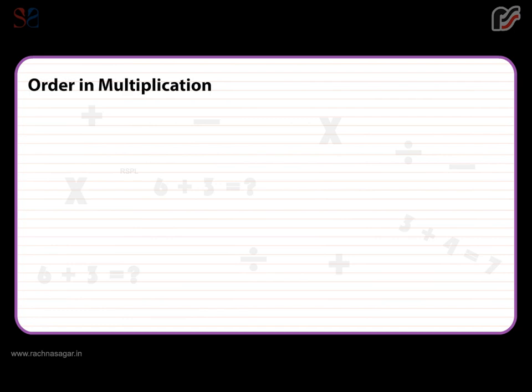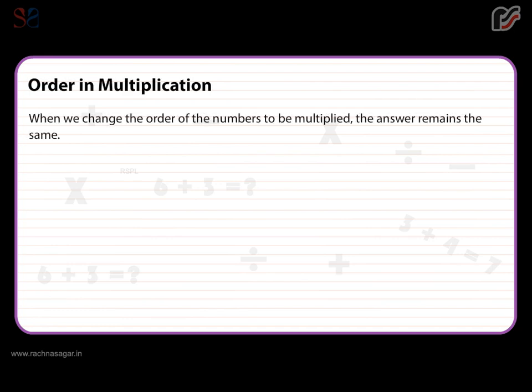Order in multiplication. When we change the order of the numbers to be multiplied, the answer remains the same. 2 multiplied by 3 is equal to 3 multiplied by 2, or 6 is equal to 6. 5 multiplied by 2 is equal to 2 multiplied by 5, or 10 is equal to 10.